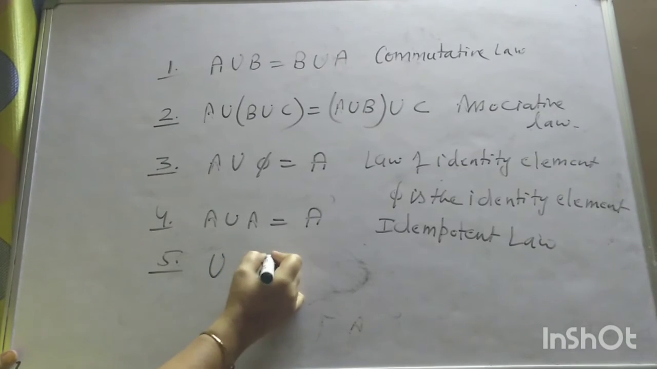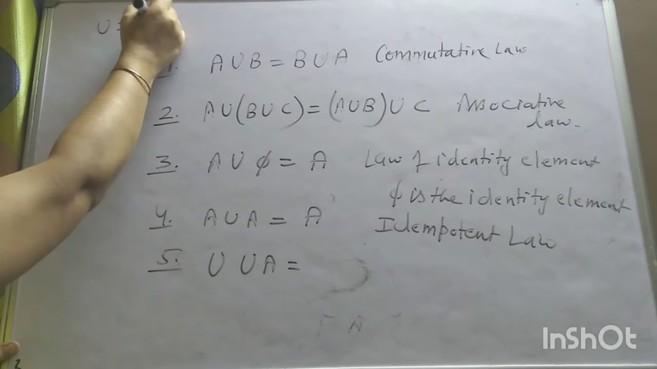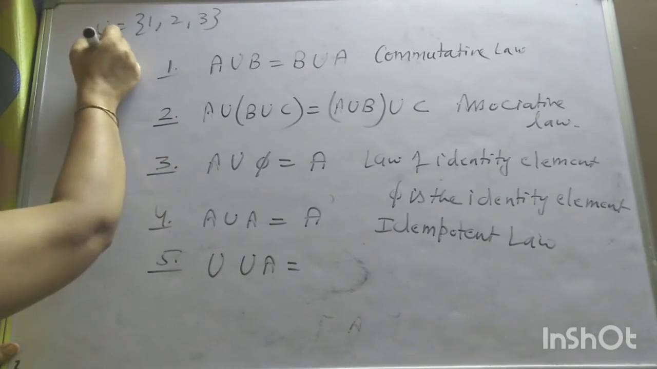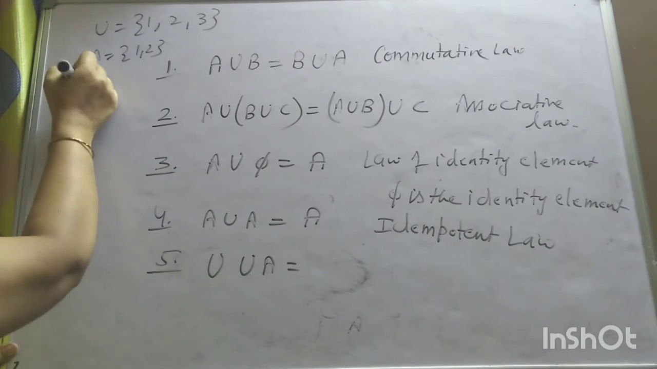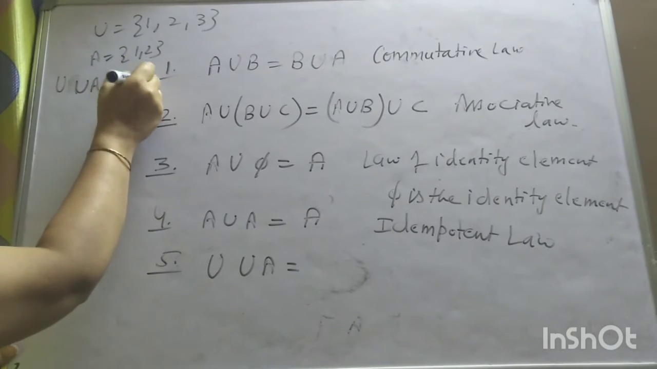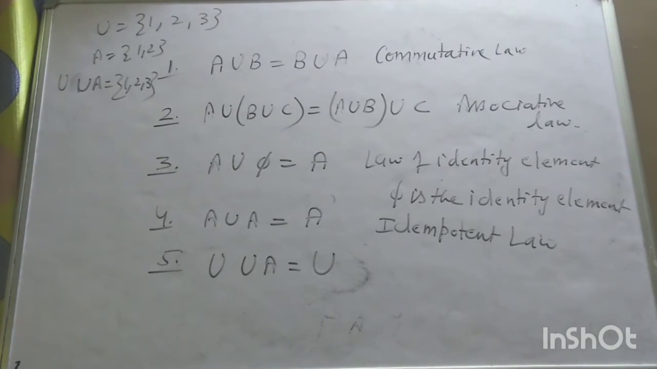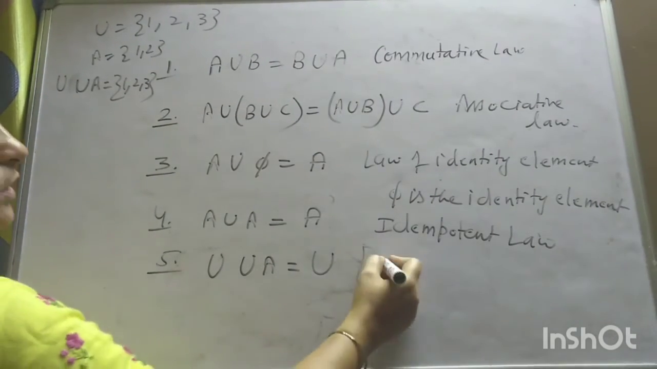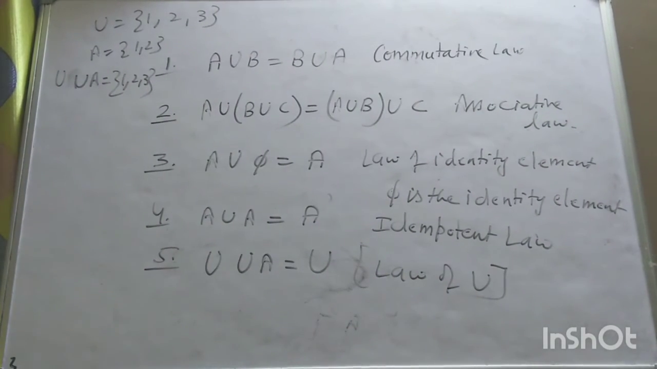Now, next one is universal set union A. If universal set is 1, 2, 3 and A is 1, 2, then universal set union A is 1, 2, 3. It means again universal set. This is law of union. So these are the properties of operation of union.